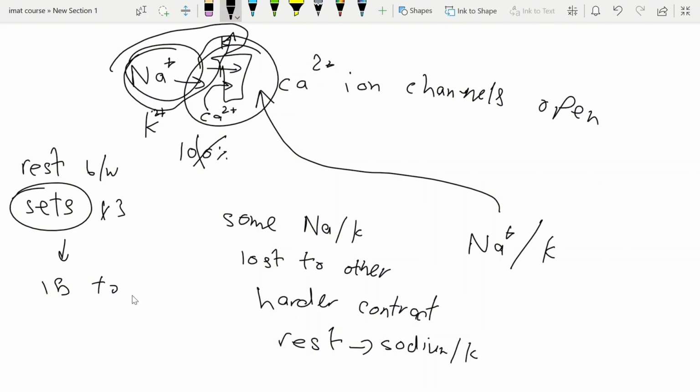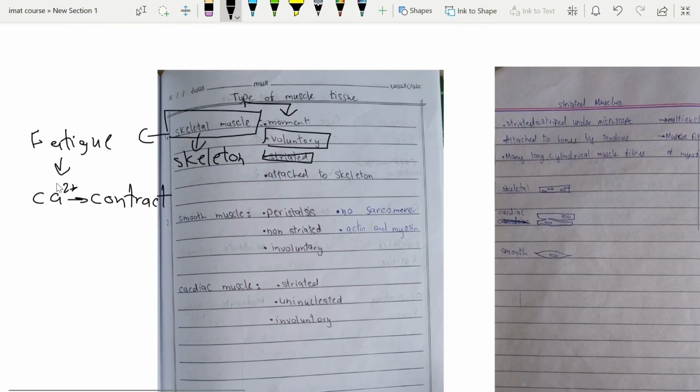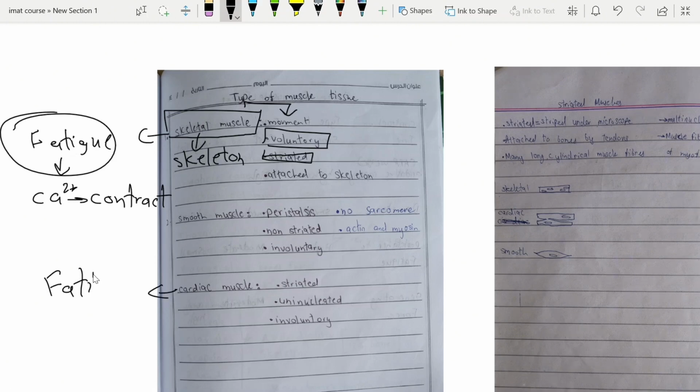So skeletal muscle, remember, is subject to fatigue as well as cardiac muscle. But cardiac muscle has a lot more sodium and potassium pumps compared to your skeletal muscle, because cardiac muscle will always be contracting no matter what. If it stops, your body basically dies because of no contraction of cardiac muscle.